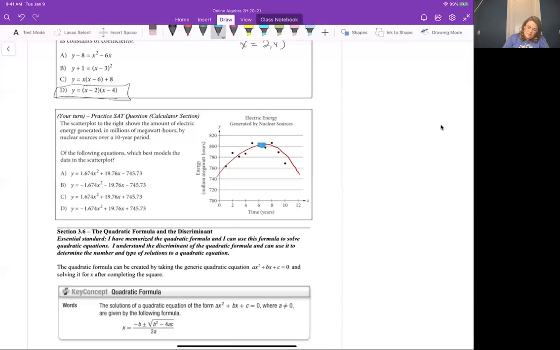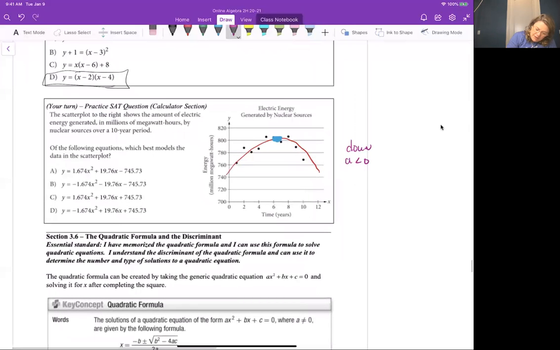I don't know exactly what the number is, but there's one thing right away that I would notice: it opens down. Since it opens down, then I know A has to be less than 0. Right away, these are all in standard form, and here are my A values. I can see that this is a positive A value, so that opens up, and C is a positive A value, so that opens up. Therefore, those are immediately eliminated.